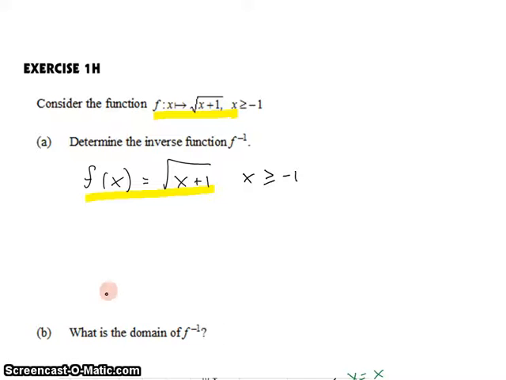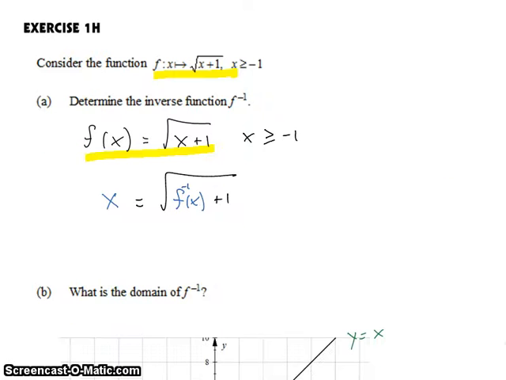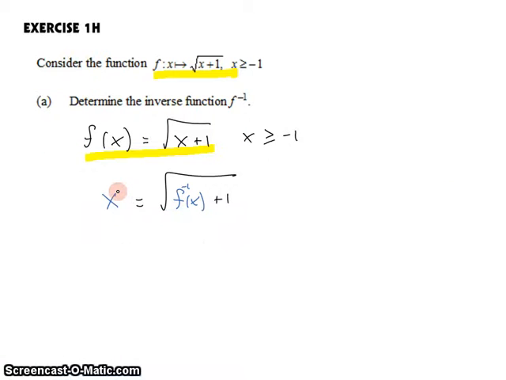Now what I'm going to do is find the inverse function. And to do that, I swap my variables. f of x becomes x, and x becomes the inverse of f of x. So we get x equals the square root of the inverse of f of x plus 1. So this is the expression that's going to give me the inverse of the function.